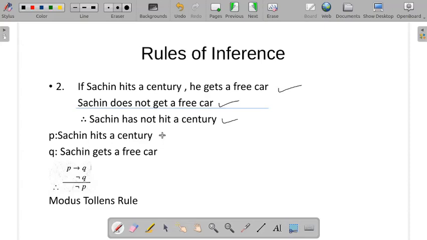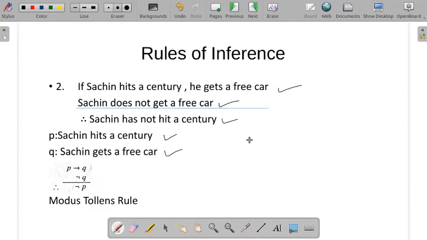Sachin hits a century is P. Sachin gets a free car is Q. Sachin does not get a free car, so it's a negation of Q. Sachin has not hit a century is a negation of P. So we'll just write them in symbolic form here.